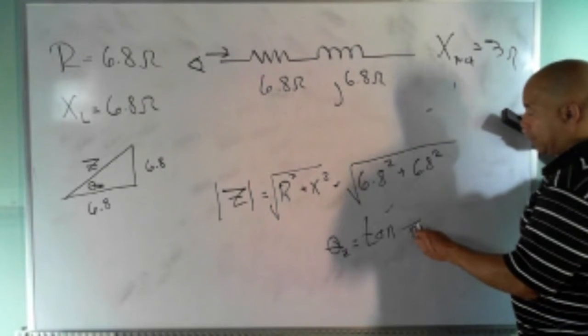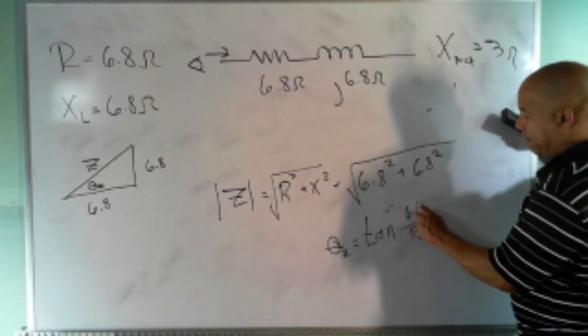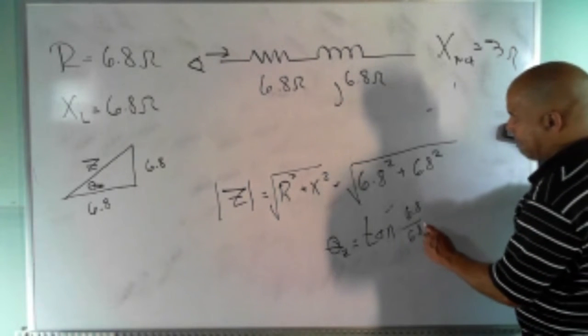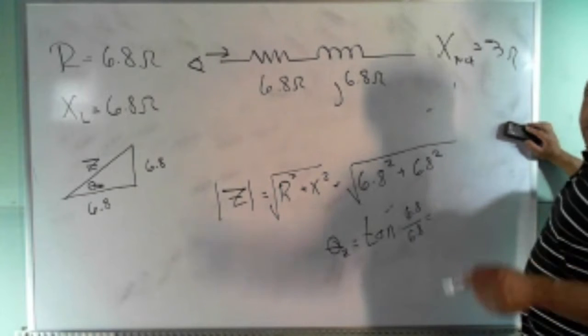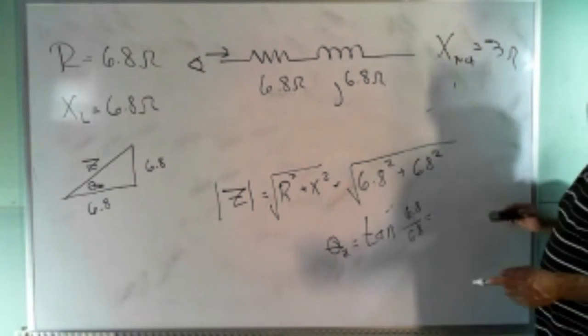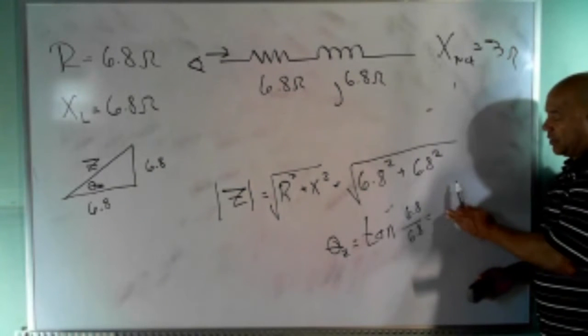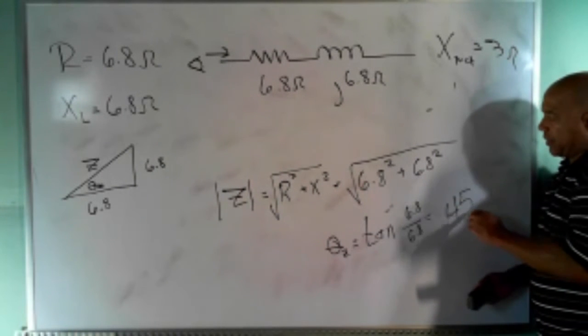So I got 6.8 divided by 6.8. That's going to be the inverse tangent of 1. If you know anything about the tangent, if you do the inverse of 1, it's going to give you 45 degrees. So I just remember that's 45 degrees.